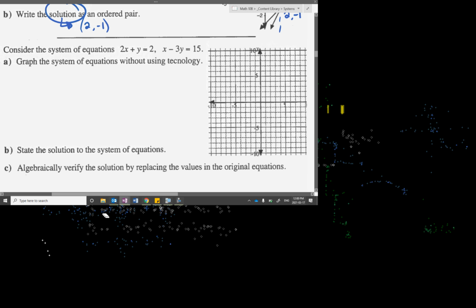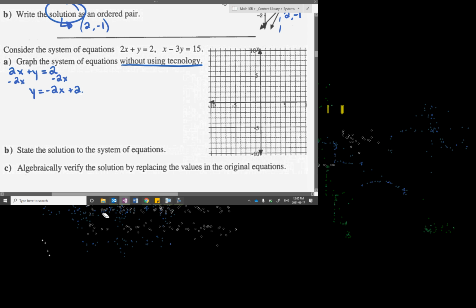Let's go through this example. Graph the system without using technology. So to do it without technology, we have to solve for y. So we have 2x plus y equals 2. Solve for y by subtracting 2x on both sides. So that's going to be our first line.